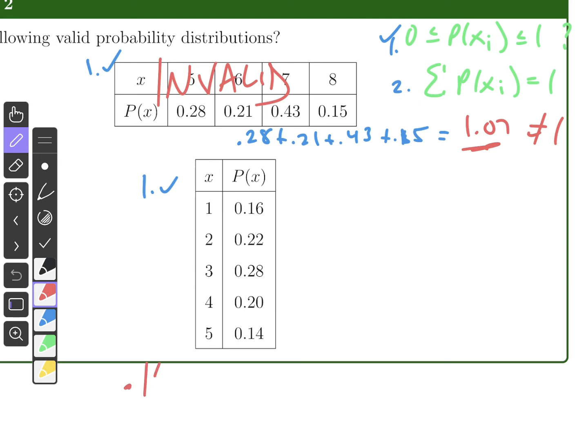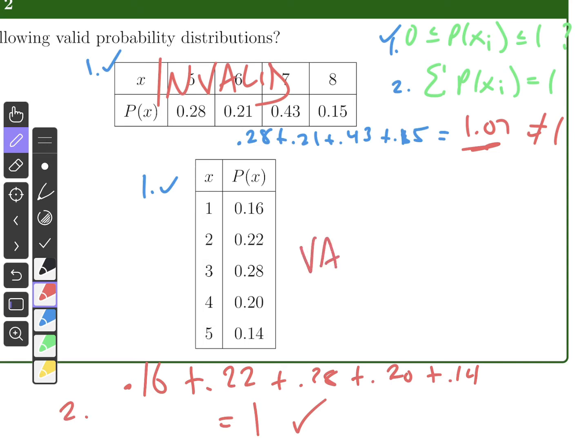Now down here, when you add these, all right, pause it. Make sure you can calculate that. But that does equal 1. All right, so it satisfies condition 1, condition 2. This is a valid probability distribution. Okay, so moving on.